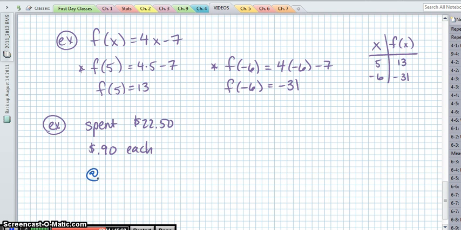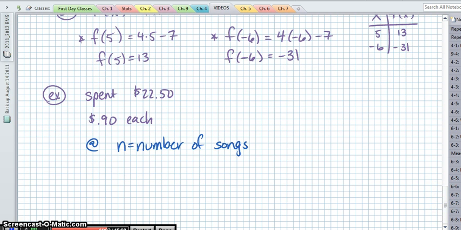So you want to start by defining a variable like we usually do. So pick a variable, maybe n equals number of songs, because that's what we don't know. We know how much she spent, we know what each song costs, but we don't know how many songs she actually downloaded. So there we go. And how would we figure this out? Well, we are going to start with the total. $22.50 would equal 90 cents times the number of songs she downloaded. We can solve this by dividing each side by 90 cents, and we would get n equaling 25 songs.